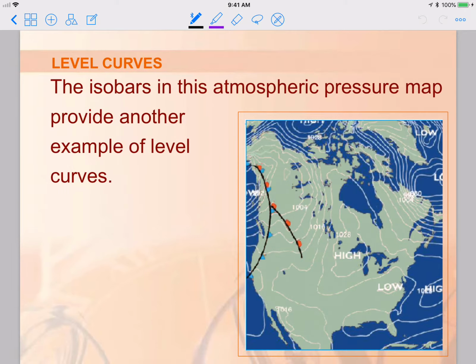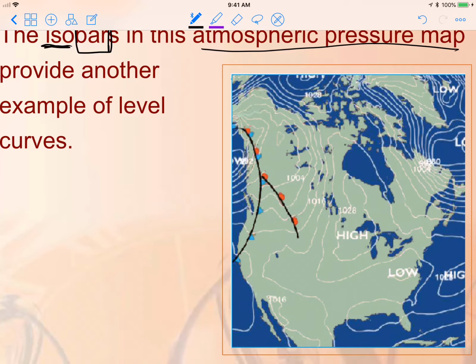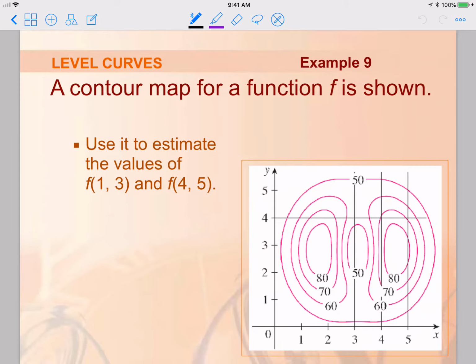Okay, let's see here. Isobars in this atmospheric pressure map. Iso is the same, and bar is pressure, like barometer. A barometer measures the pressure. So isobars are level curves that tell you where you have the same atmospheric pressure.